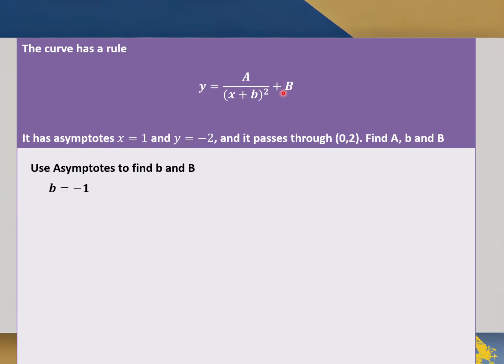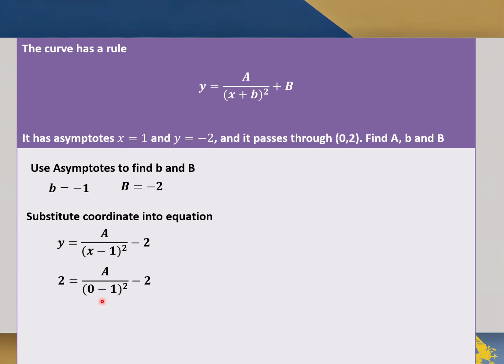Likewise, I've got an asymptote at y equals negative 2. So that means this uppercase B would need to be negative 2 for me to have an asymptote when the bottom is 0. Now I've done that, I'm just substituting everything I know into my equation. So I'll substitute these two values first. Then secondly, I'm going to grab the 0 and 2 and substitute that coordinate in. Now I'm just left with one unknown, which is a, which means I can solve it.